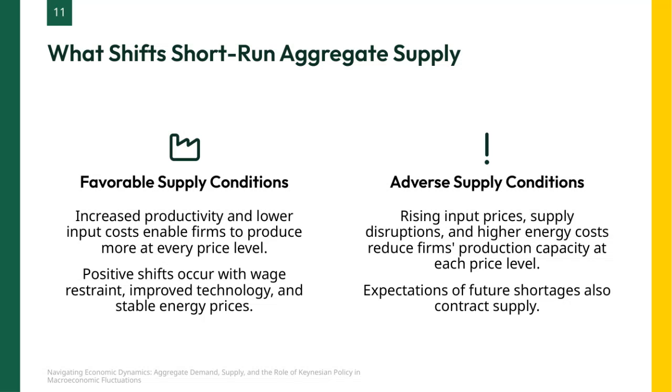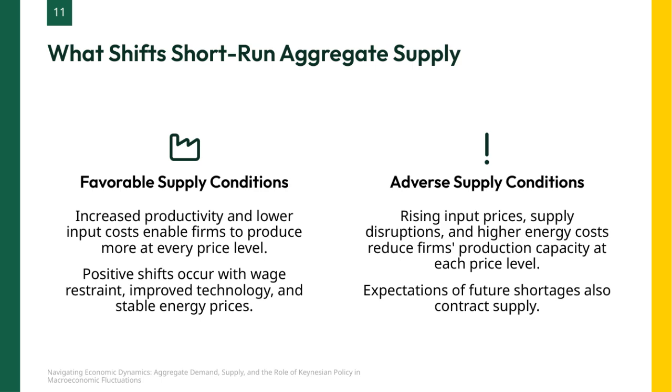Let's look at what causes short-run aggregate supply to shift. First, under favorable supply conditions, things like increased productivity and lower input costs allow firms to produce more at every price level. This can happen with wage restraint, improved technology, or stable energy prices, all of which help boost production capacity. On the other hand, adverse supply conditions work against this.